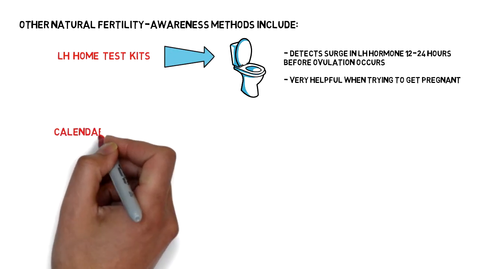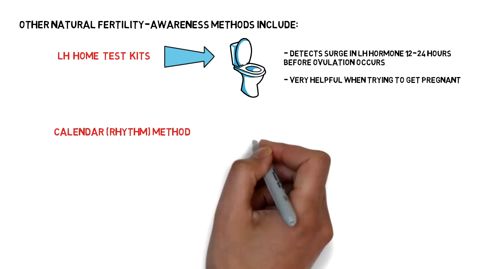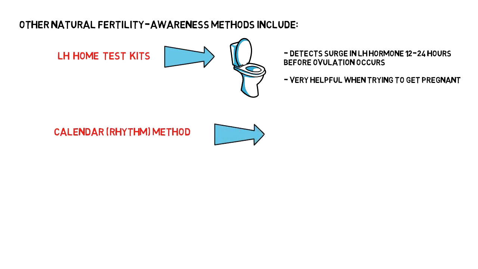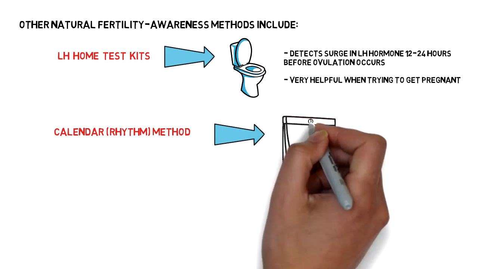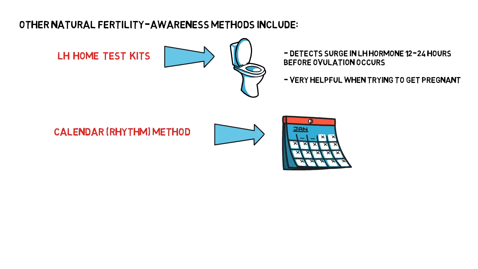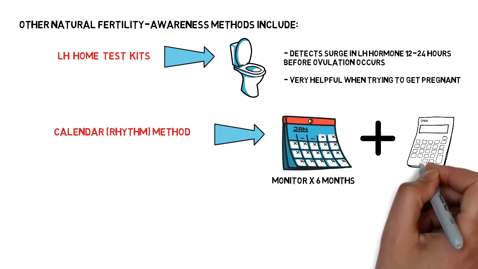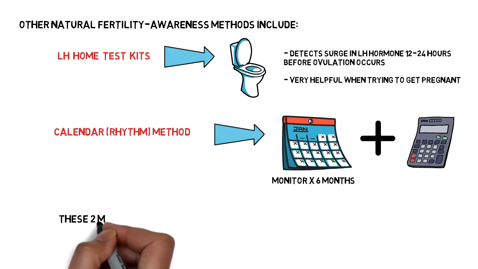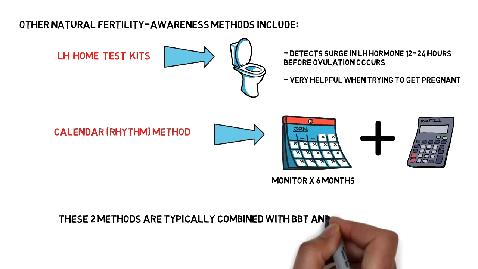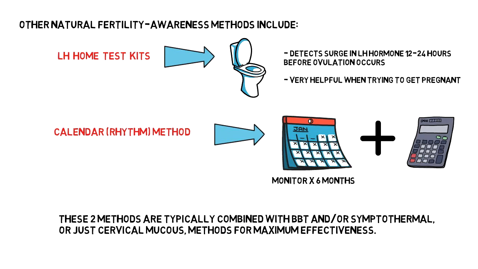The calendar method is the most basic method and should not be used on its own either. It involves keeping track of how long your cycle is from the first day of your period until your next period for at least 6 months, because not everyone has a cycle that's exactly 28 days every month. So you need to know how long the longest cycle is and the shortest in order to do the calculations that are necessary to estimate accurately when ovulation occurs and which days you're fertile. So both of these methods are usually combined with the basal body temperature or symptothermal or just cervical mucus monitoring methods, but shouldn't be used alone.